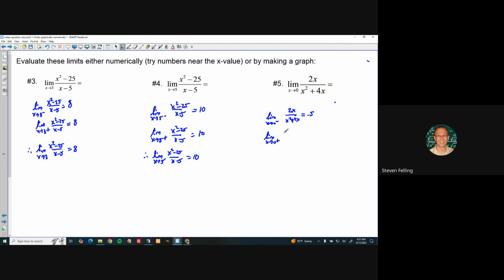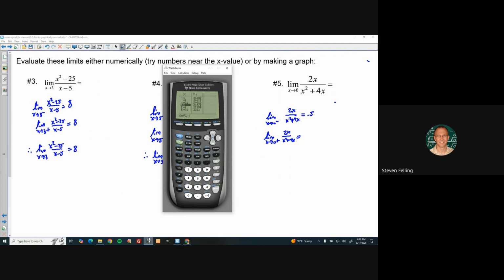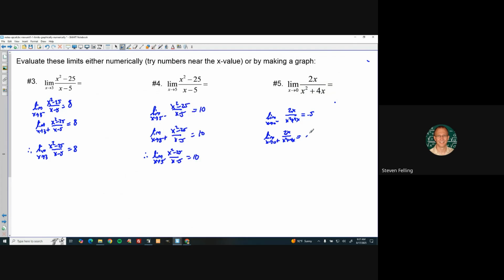Okay, it seems kind of like pointless to keep writing the same thing over and over again, but technically this is what we have to do if we want to show very formally that we are checking the limits. So let's try numbers like positive 0.1, 0.01, 0.001. And that also seems to be coming up from below, approaching the number 0.5. So therefore, the limit as x approaches 0 without specifying direction of 2x over x squared plus 4x is equal to 0.5 or 1/2.